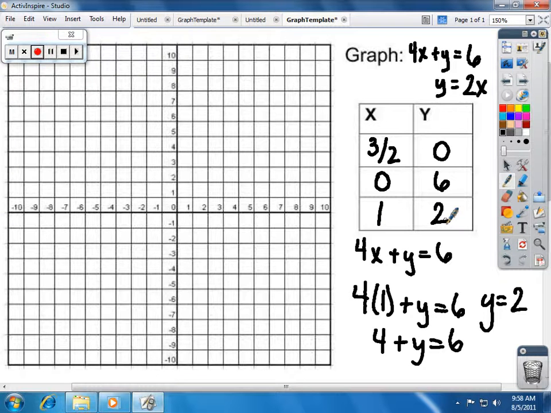So if we graph this line, if x is 0, there's a point, and 3/2, 0 is roughly right here, and then there's a point at 1, 2. So our first line comes down through those points like that. Those are supposed to be arrows, even though. There we go. Now we're going to tackle the other equation that we have, y equals 2x.